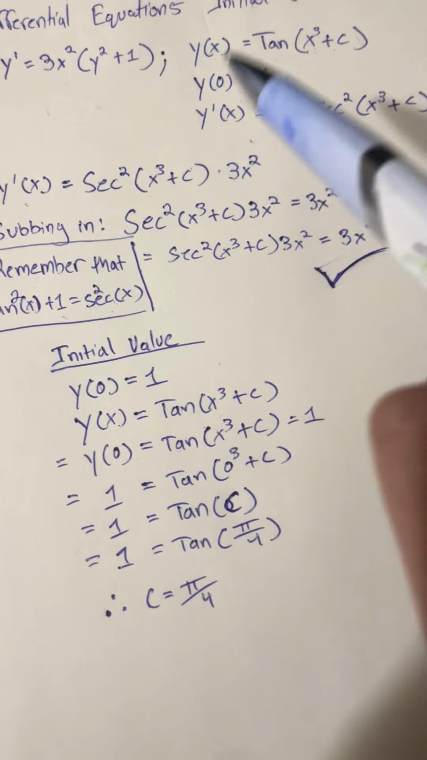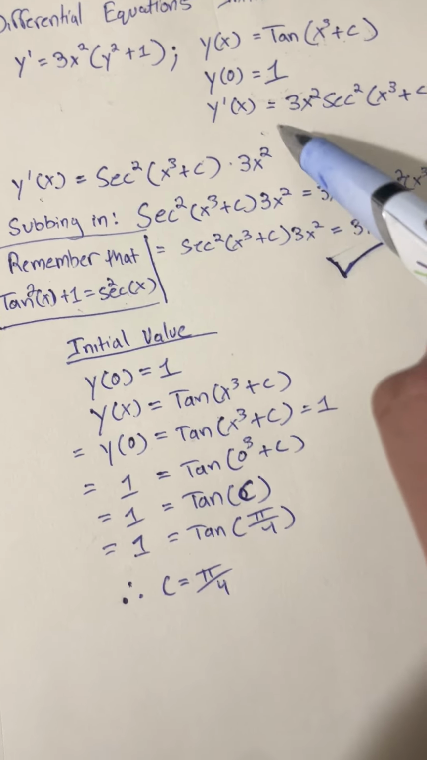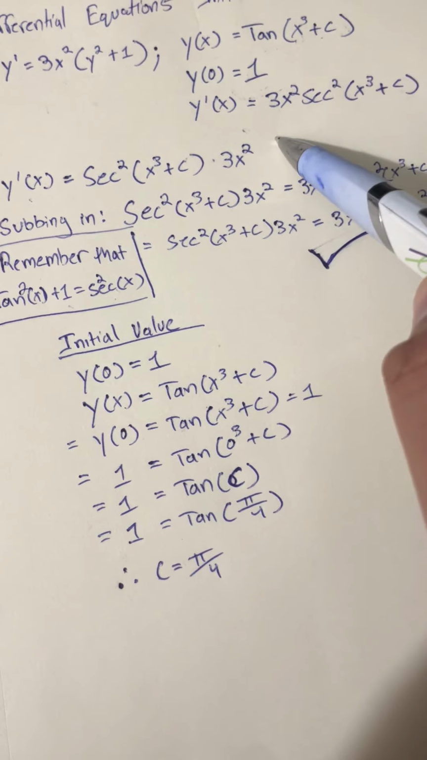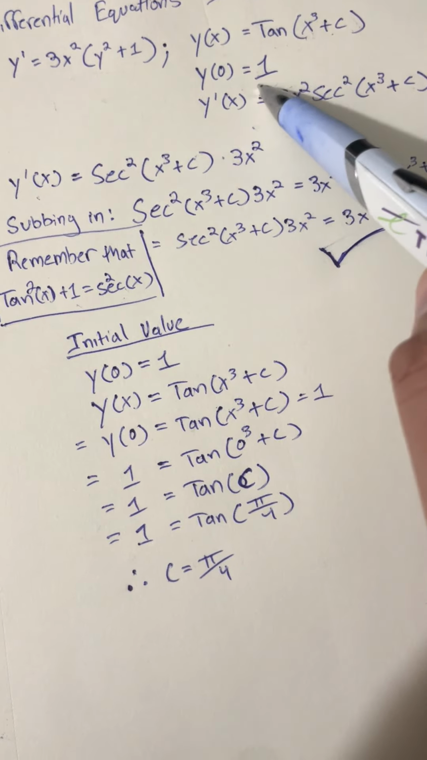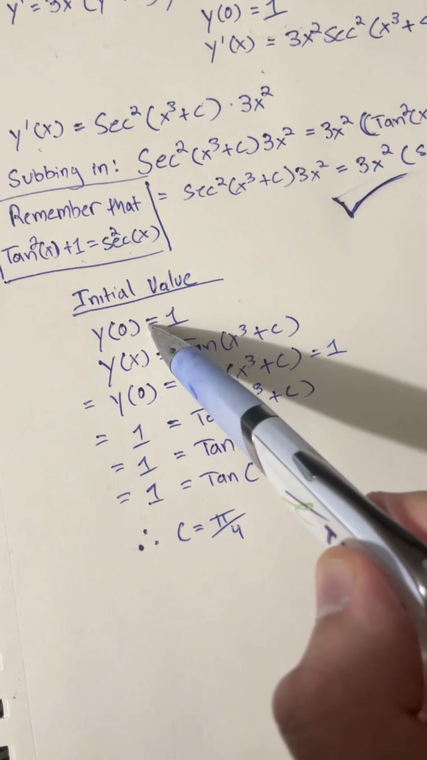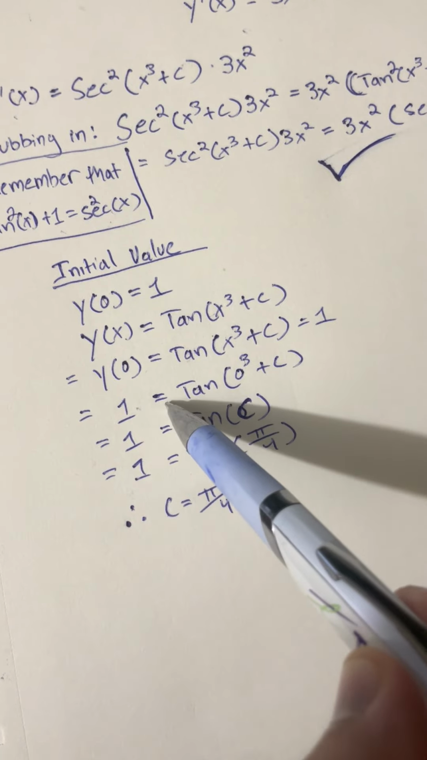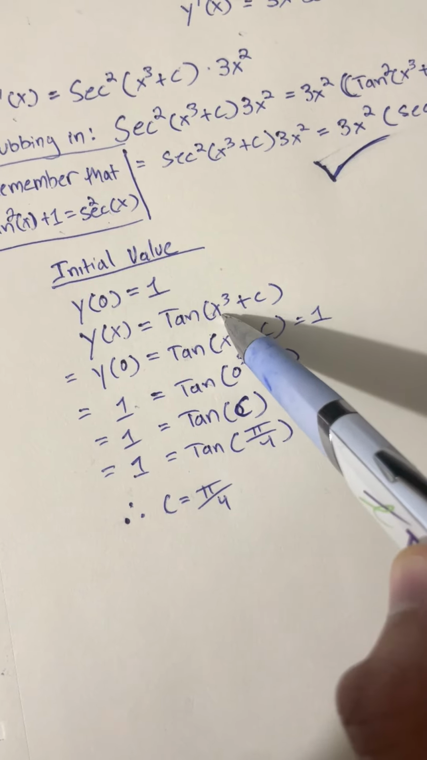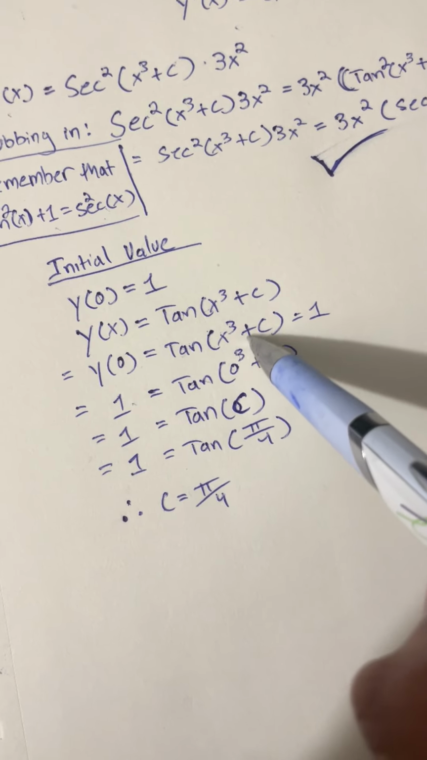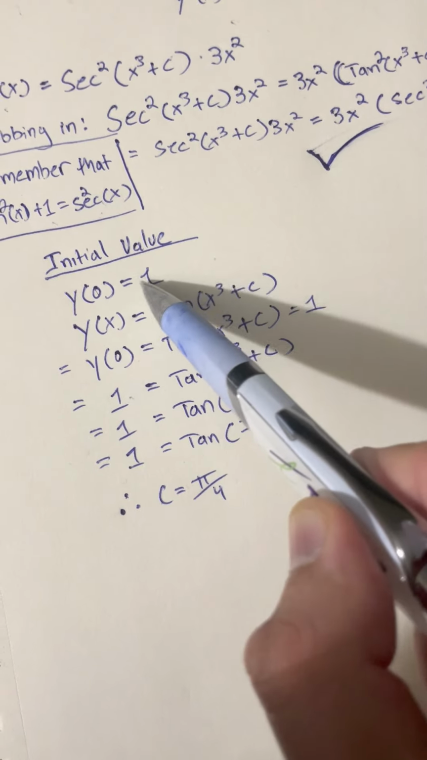So now that we've verified it, to find out what c is, we're going to take this condition right here. So our condition is when you sub in 0 for x, your equation is equal to 1. And this is the equation we're using. So 1 is equal to tan of 0 to the third, x to the third, so 0 to the third plus c. It's all equal to 1.